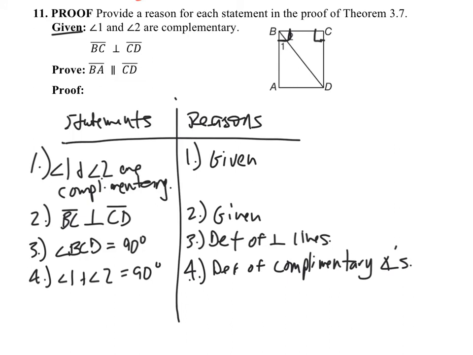And so the conclusion that I can draw from part 4, my statement in part 5: since they add up to 90 degrees, I can then say that angle ABC is equal to 90 degrees. And that is the definition of complementary angles.